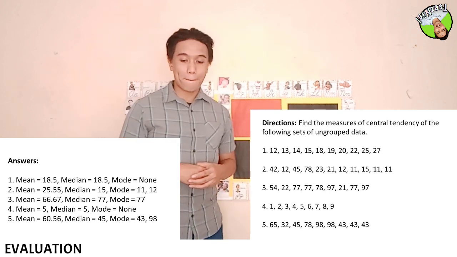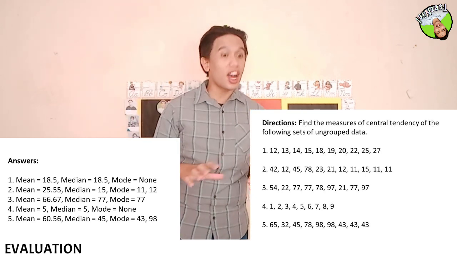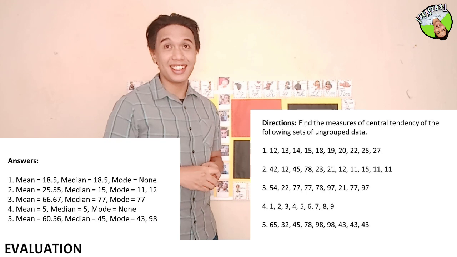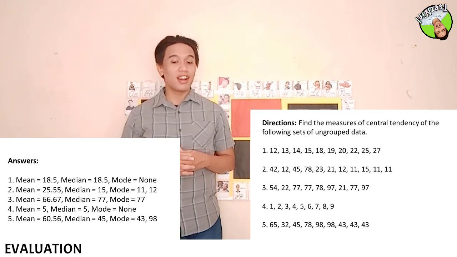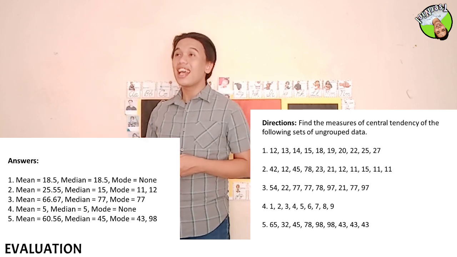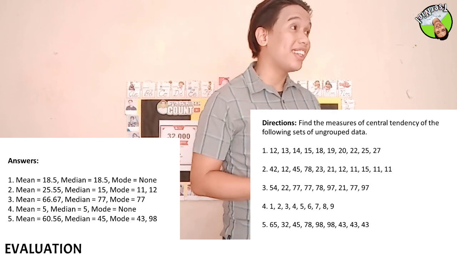Let's proceed with number 5. What is the mean? 60 and 56 hundredths. What is the median? 45. What is the mode? 43 and 98. Now, I want you to collect all papers and give it to me.